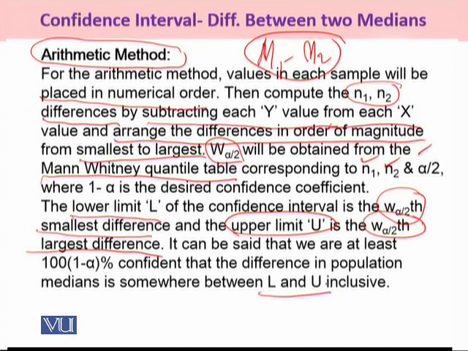So these were the two values that we would have to calculate using the two different samples, and once we have identified both of them, we would be 100(1 minus alpha)% sure that the unknown value of the population parameter is expected to lie within those two limits L and U.